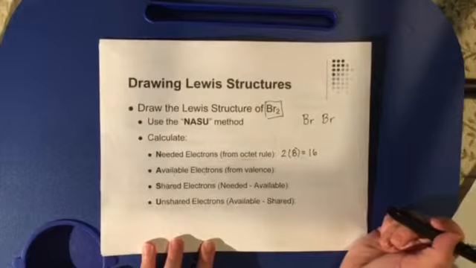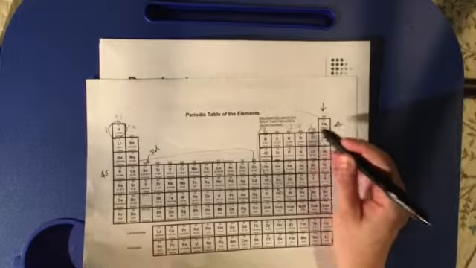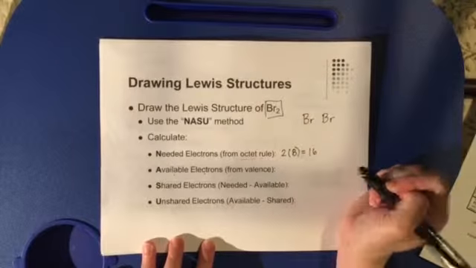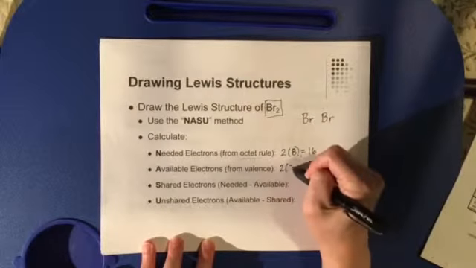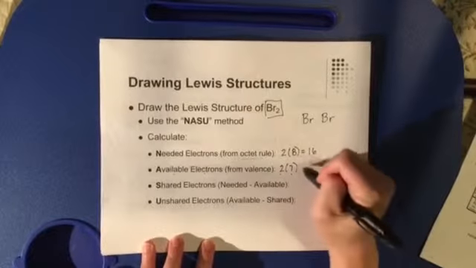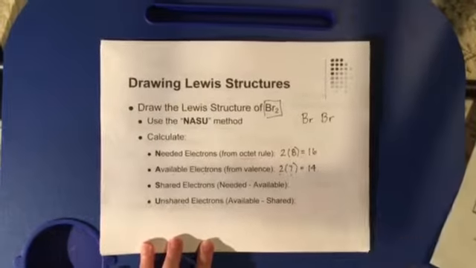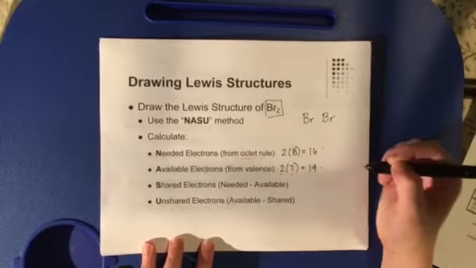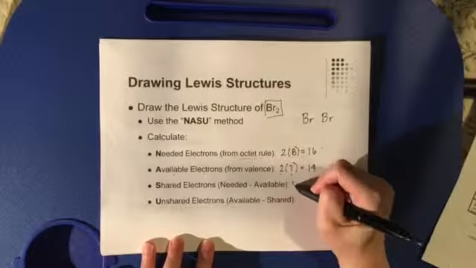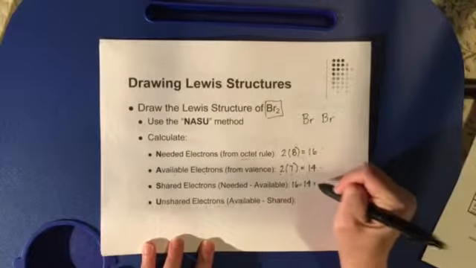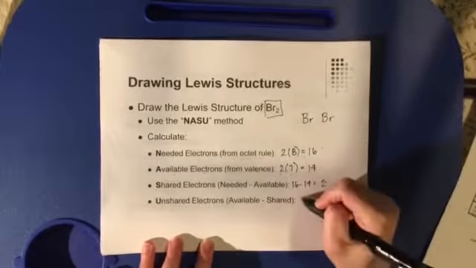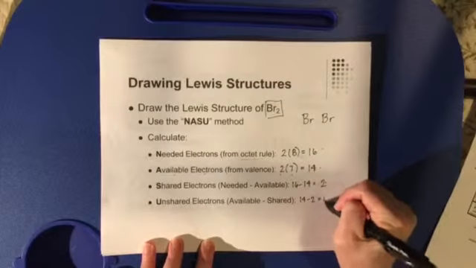The next one we want to see is how many are available. So that's from the valence shell. 2 bromines. Bromine is in group 7. And so each bromine has 7 electrons to share. So we've got 2 bromines. Each has 7. That's 14 electrons that are available. Needs 16, has 14. And so shared electrons are going to be the difference between those. That's 2. Unshared will be whatever is left. 14 minus 2 equals 12.